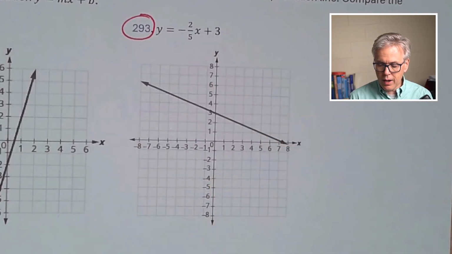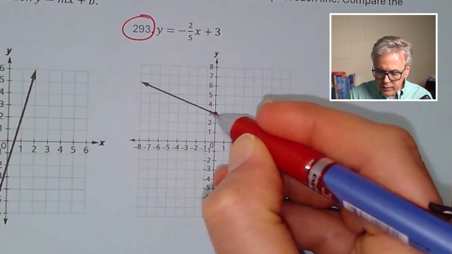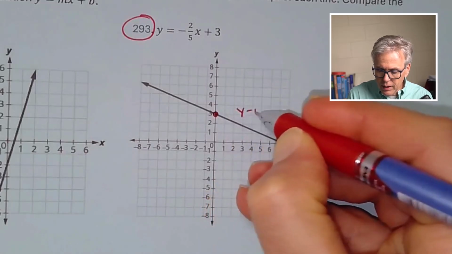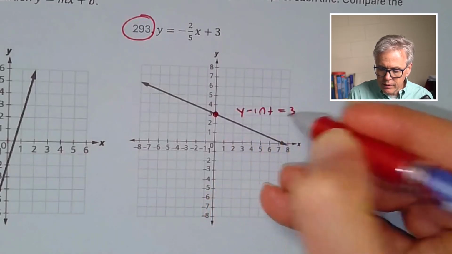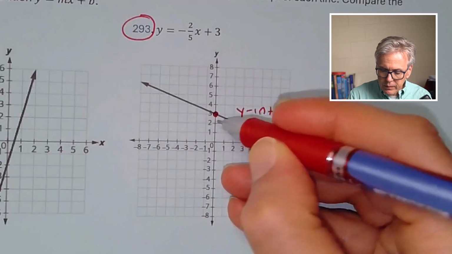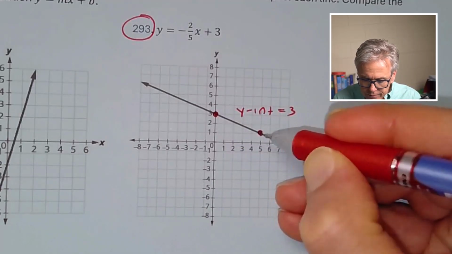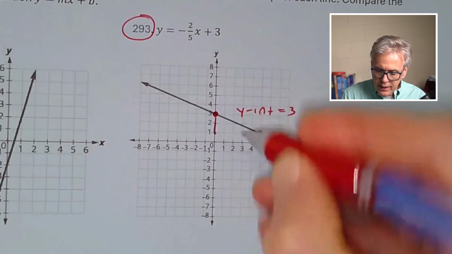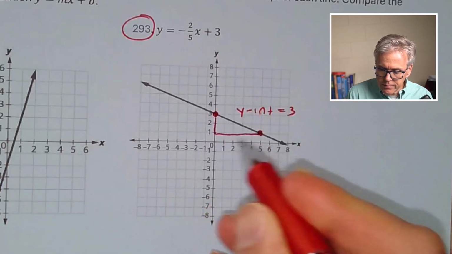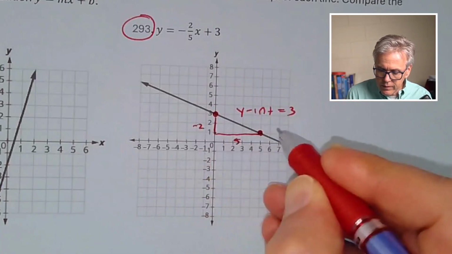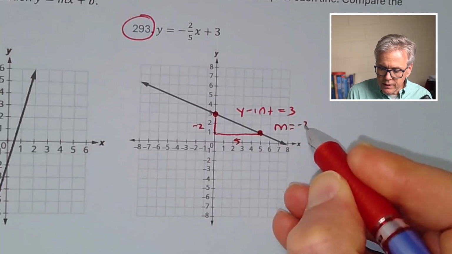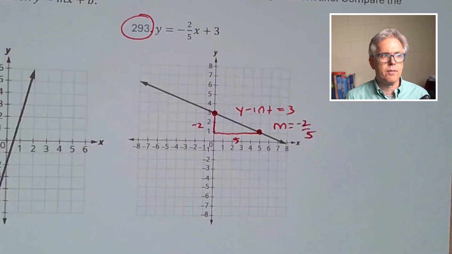So what is the y-intercept? Well, the y-intercept here is 3. So the y-intercept is at 3. And what's my slope? Well, let's find another point on the line, right here. So my slope is down 2 over 5. So my slope is -2 fifths.